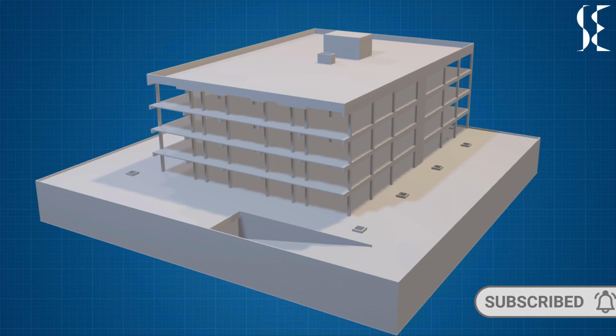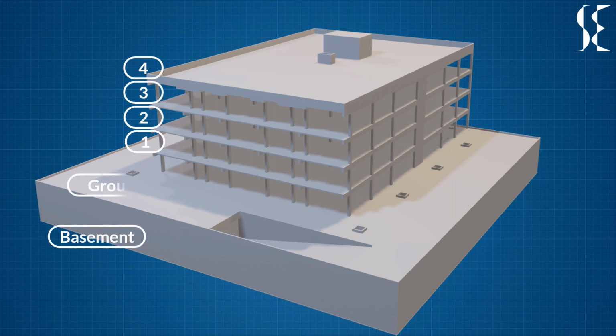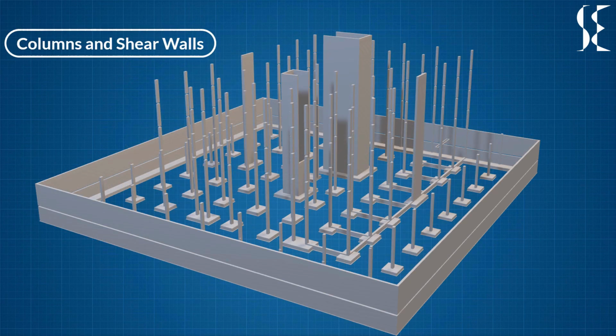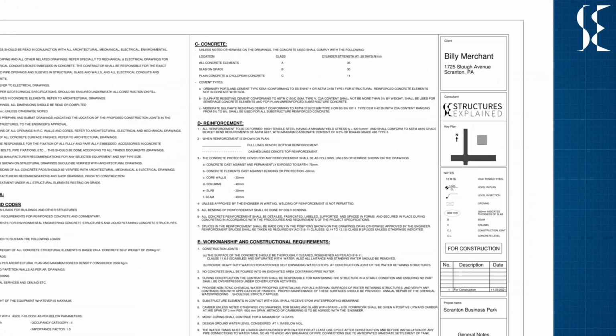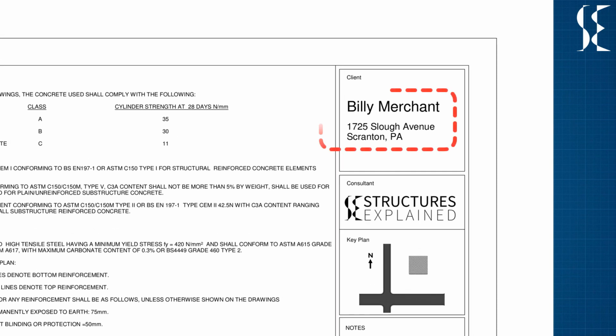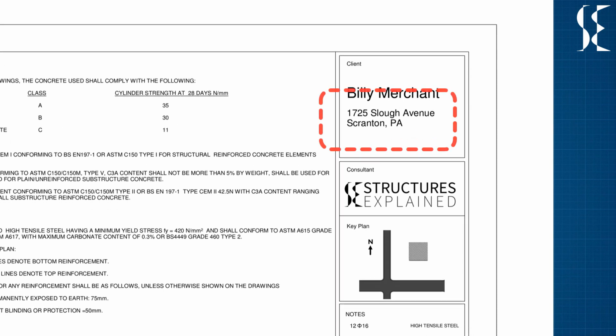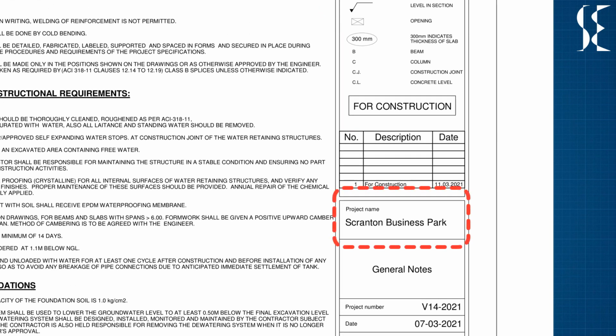For this video, we are considering a 4-storied office building with a basement parking. The building is made up of reinforced concrete. Vertical support is provided by columns and shear walls. Let's view the construction drawings for this project. For this video, let's consider an office building for a client named Billy Merchant and the name of the project as Scranton Business Park. Study of columns starts from reading general notes.